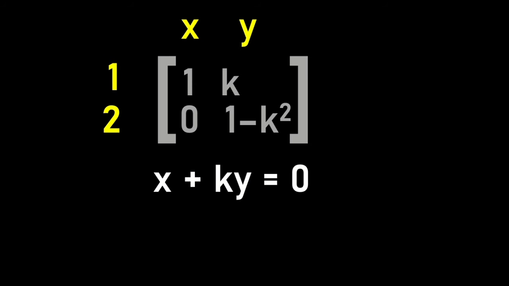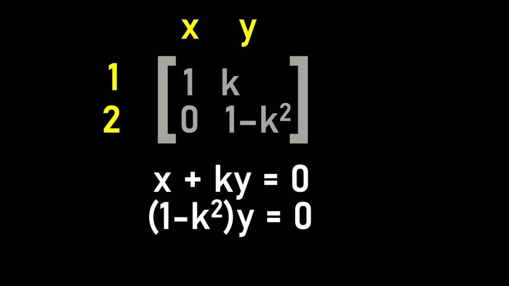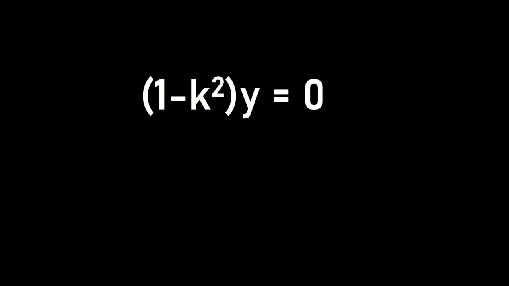So, on our first equation, we have 1x, or simply x, plus ky is equal to 0. And in our second equation, we don't have any x, so we only have y, and that is 1 minus k squared times y is equal to 0. Now, our main goal is to have exactly one solution. But, observe the second equation. Is it possible to have no solution or many solutions?